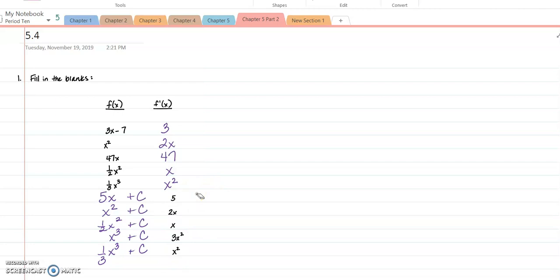All right, let's make a new column, and let's just keep going with this idea. Capital F represents the antiderivative of little f.